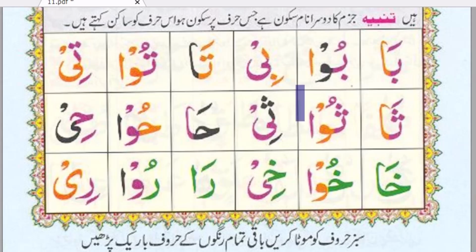Next is Tha, Tha Alif Fatha, Tha, Tha Waw Dhamma, Thu, Tha Ya Kasra, Thi. Next is Ha. Also pronounce the alphabet correctly.